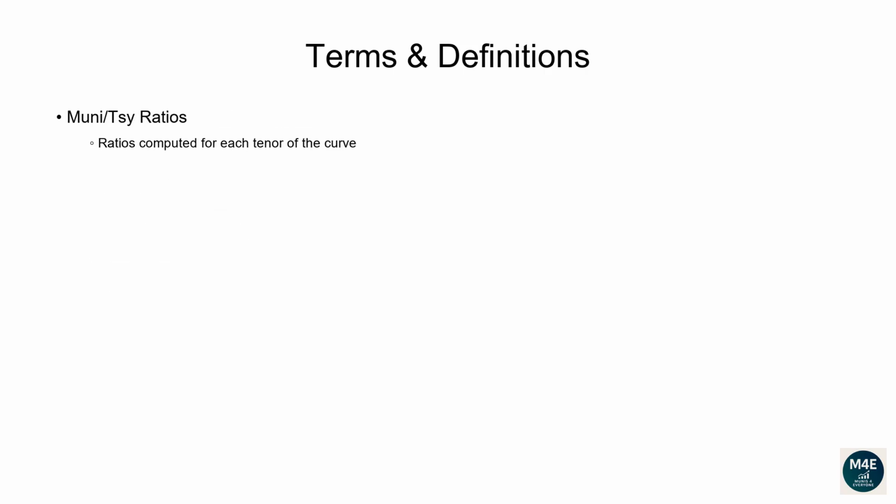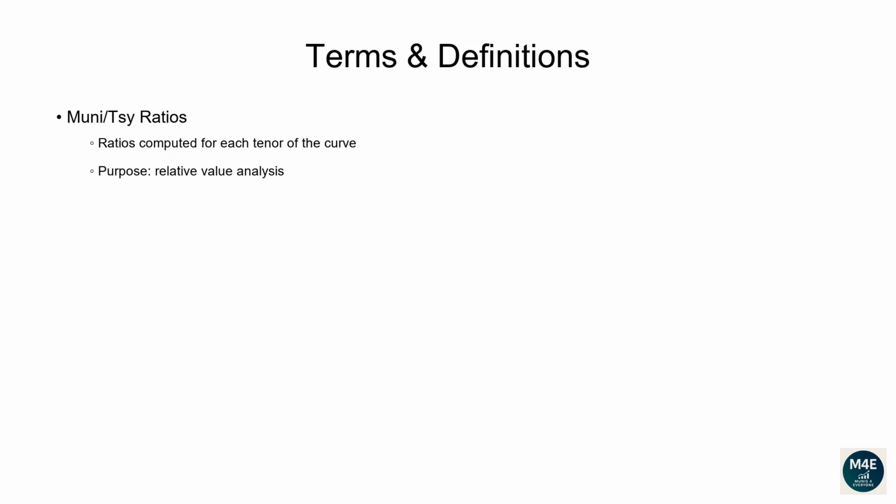What do we mean with muni-treasury ratios, and why are they important? First off, ratios are computed for each tenor of the curve. This means we compute the 1-year ratio by dividing the 1-year tax-exempt muni yield by the 1-year treasury yield. Same thing for the 2-year ratio, 5-year ratio, etc. Why do we compute ratios? They are one way portfolio managers and traders use to measure the relative value between municipal bonds and treasuries. Treasuries are the risk-free benchmark, backed by the US government. Munis are obligations issued mostly by states and cities.